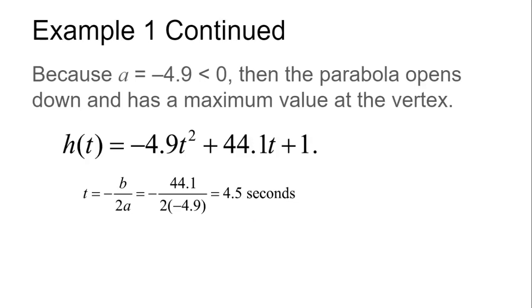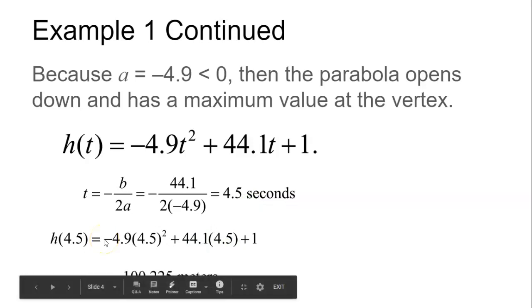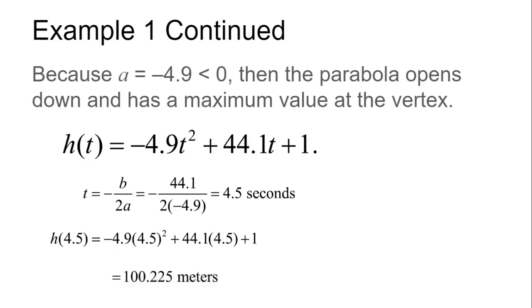And then how do I find that maximum height? Well, I can take that 4.5 and substitute it back into my equation and then evaluate it. So that 4.5 is now my value of t, and that's going to give me the height that the rocket actually reached. So it's going to take 4.5 seconds for the rocket to reach a maximum height of 100.225 meters.